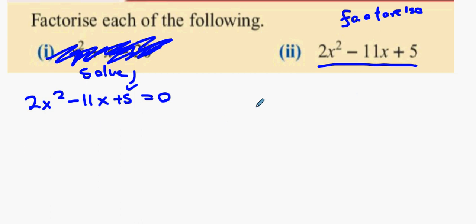The first way of doing the factorized question is to do the reference number, which some of you don't particularly like. 2 times 5? 10. Two numbers that multiply to give me 10, but add to give me minus 11. 1, 10. Minus 1 and minus 10, yeah? Then expand it.